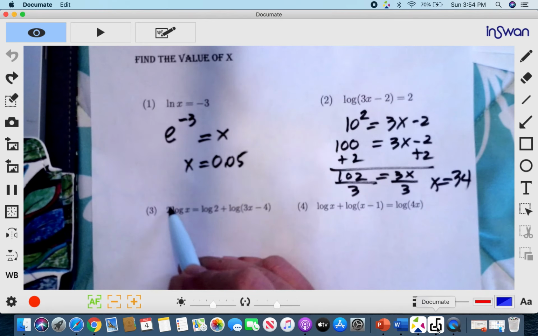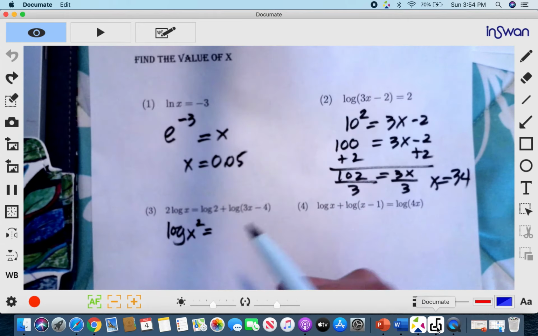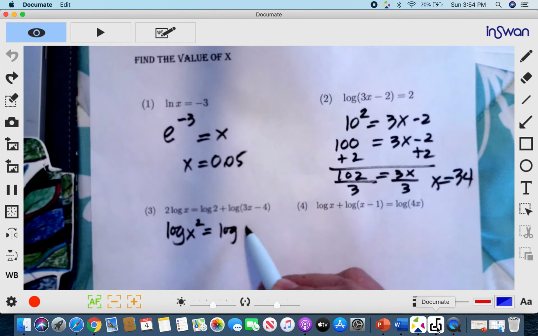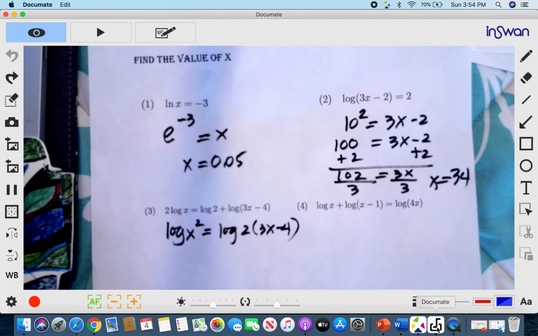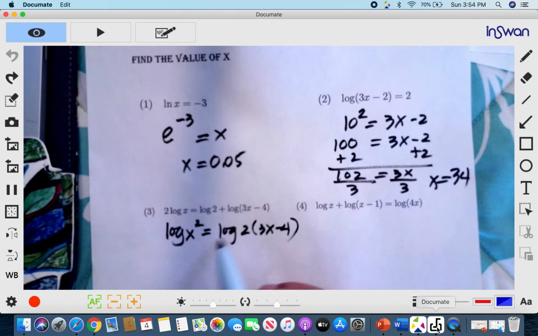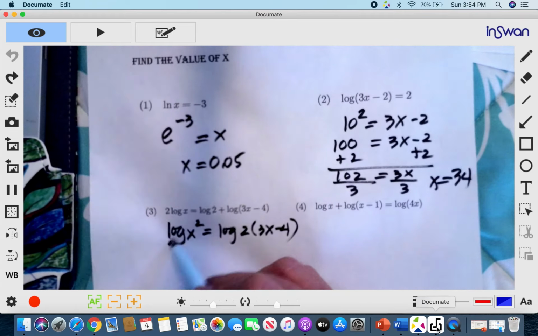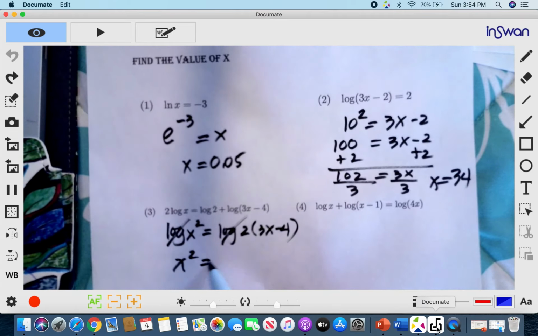So of course, this exponent here will be log of x squared is equal to log of 2 multiplied by 3x minus 4. Okay, and so if you have a logarithm on both sides, you don't need to change it to exponential form. You just have to cancel it. And so therefore, this will be x squared equals 6x minus 8.